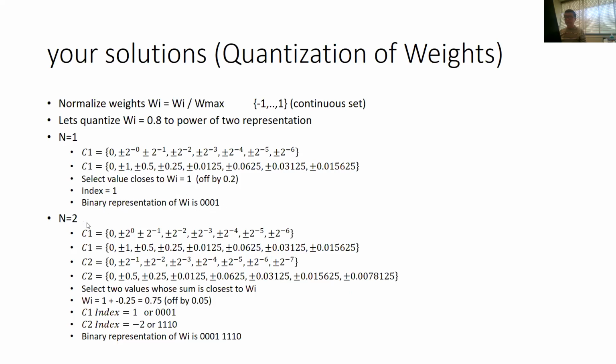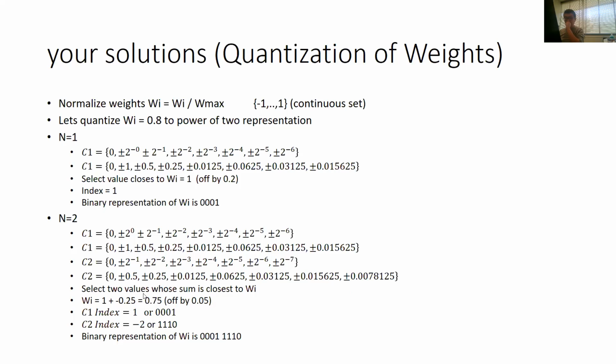Now we'll represent it with 2 levels of quantization. So now we have 2 code books. You can see the difference is Codebook 1 is the same as before. However, Codebook 2 now starts at 2 to the negative 1 and leaves out that 2 to the 0 term and goes one term further to plus or minus 2 to the negative 7.